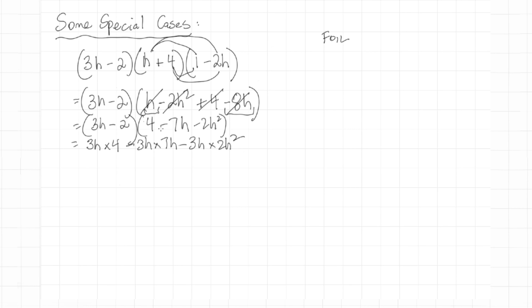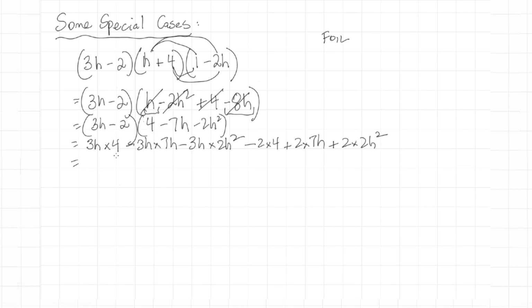Now we've got a negative 2 times each of these. Negative 2 times positive 4 is negative 2 times 4. Negative 2 times a negative 7h is positive 2 times 7h. Negative 2 times negative 2h squared, negative times negative is positive, 2 times 2h squared.